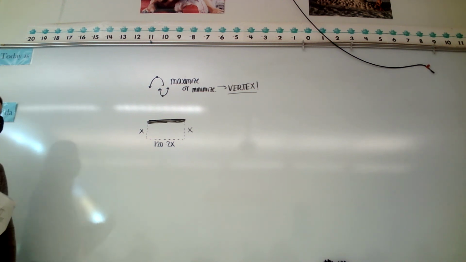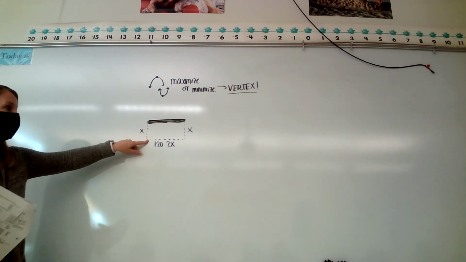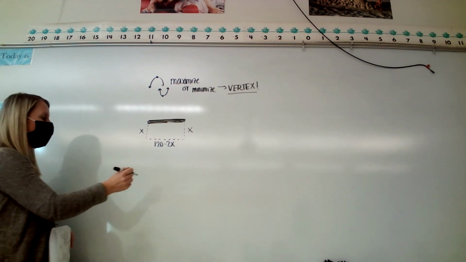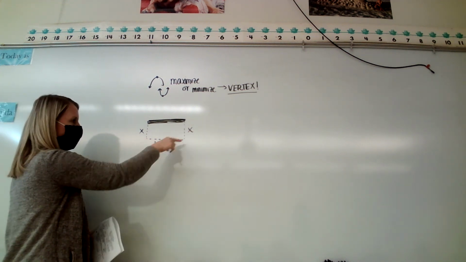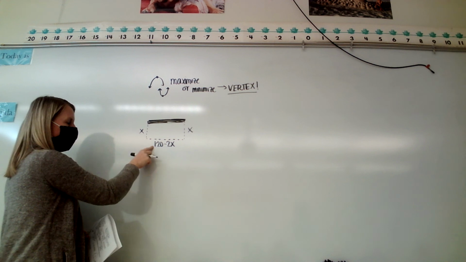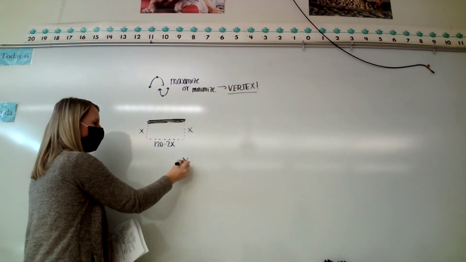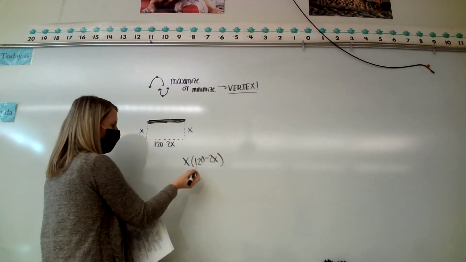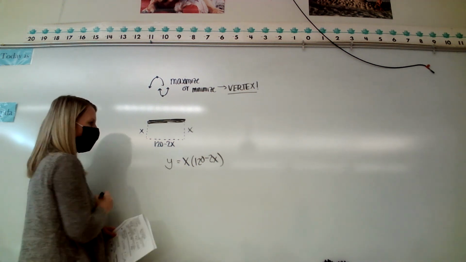So when we are doing area of something, it's length times width. So we're going to multiply those 2 sides together. You don't technically need to multiply everything, right? So width is just that times that. So we're going to do X times 120 minus 2X, and we're just going to say that equals Y.